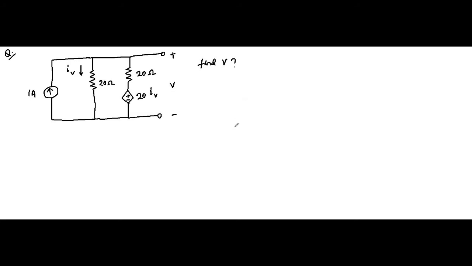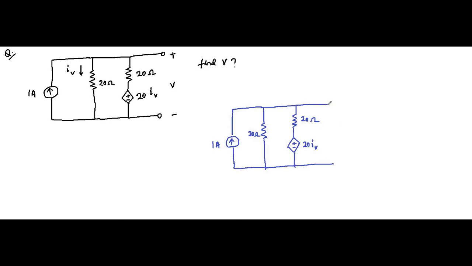So we'll redraw the circuit. This is 1 ampere, this is 20 ohm, this is another 20 ohm, and this current dependent voltage source is 20 IV, where this current here is IV. We will highlight it in red because it is important, and we have to find this open circuit voltage.